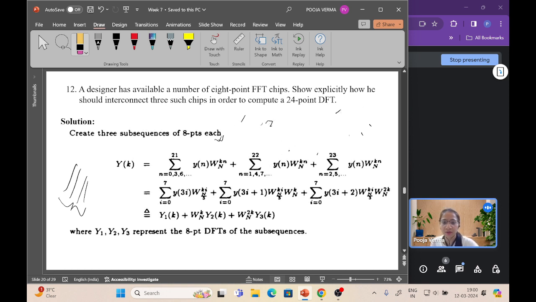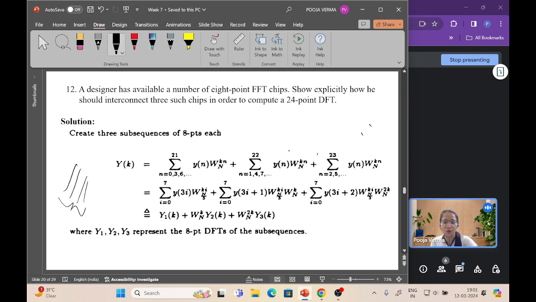So that's why here we have taken three DFTs which must be added together in order to make a 24-point DFT. In the first sequence FFT chip we will take n equal to 0, 3, 6 till 21, y of n W_N^{kn}. This is the basic equation of DFT, already we know that. In another 8-point chip we will take n equal to 1, 4, 7, 10 till 22, y of n W_N^{kn}. In another 8-point chip we will take n equal to 2, 5, 8, 11 till 23 in order to cover the 24 points, y of n W_N^{kn}.